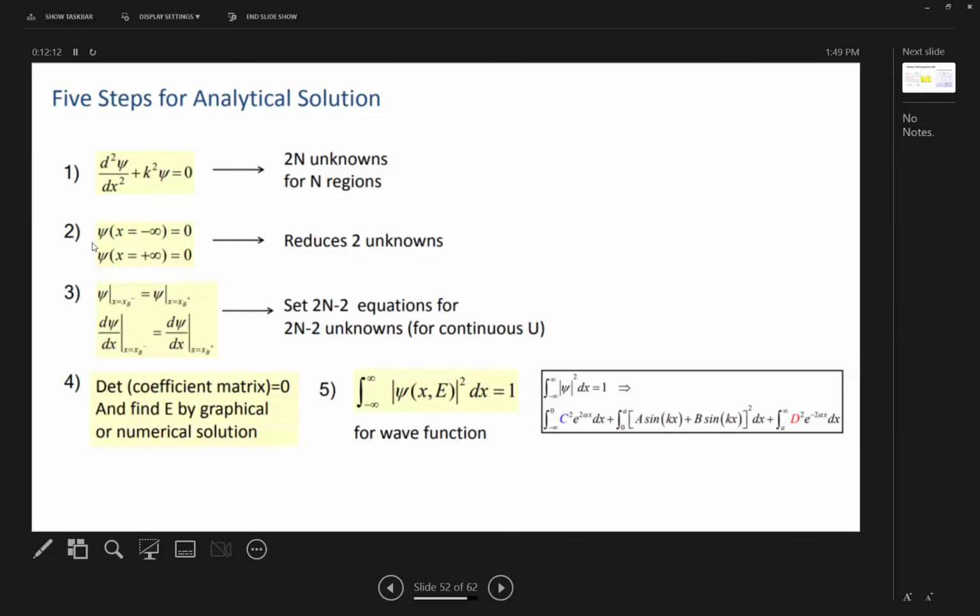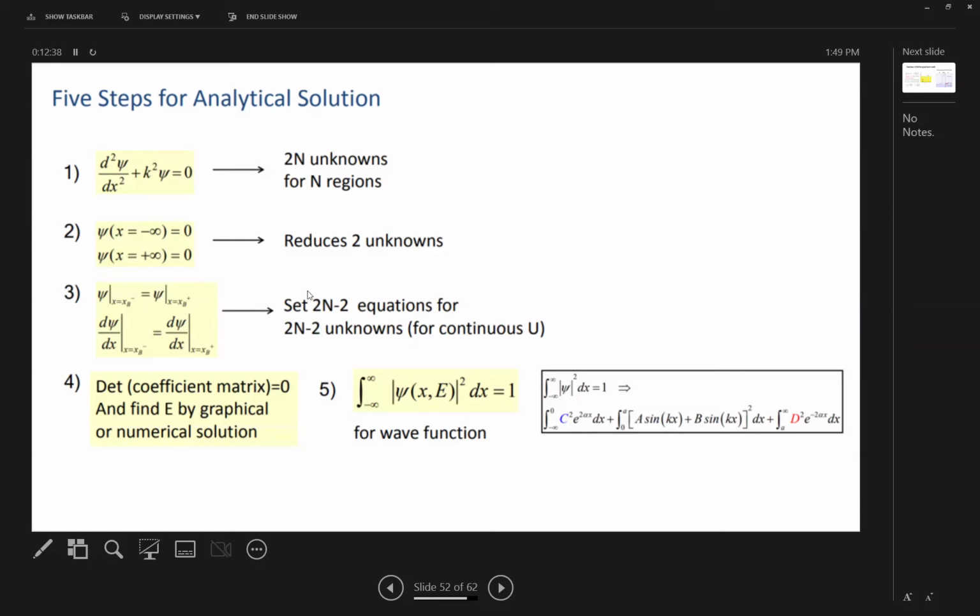So the second step says that we know that no matter how the system looks, at the very left and at the very right, you must have a finite wave. So we know that the waves cannot be infinite. So we say that as you go to minus infinity and plus infinity, your wave must reduce to 0. So that's how you eliminate two unknowns from here.